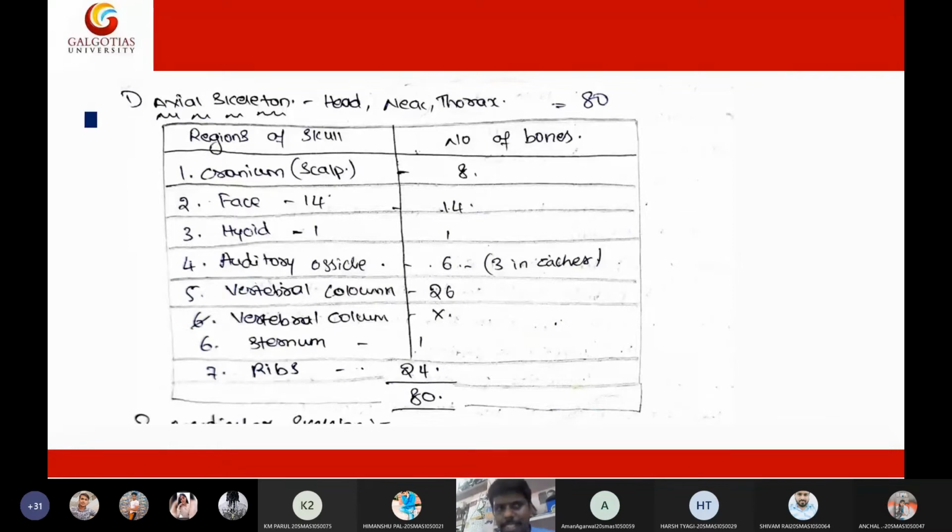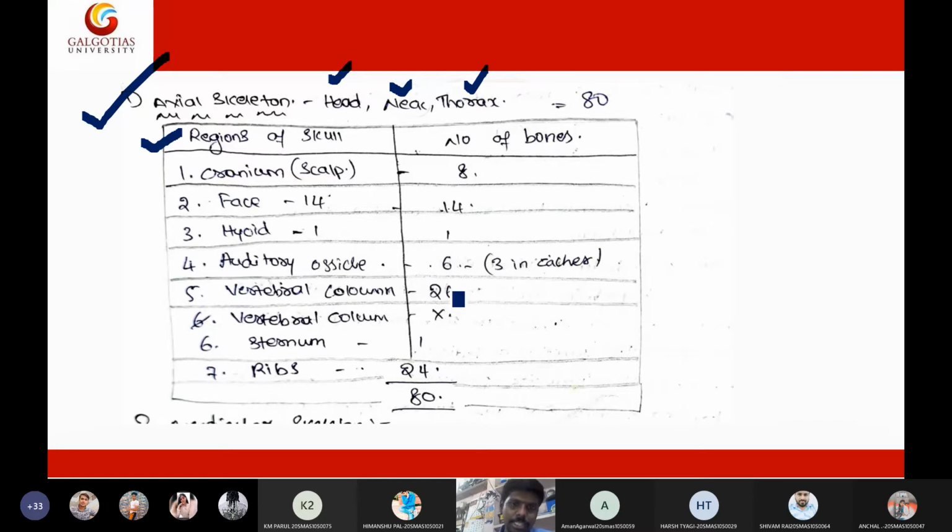Coming to the axial skeleton, it is composed of head, neck, and thorax. First we are discussing the regions of the skull. The skull has a cranium, composed of 8 bones. Then the face has 14 bones. Then the hyoid bone and the auditory ossicles, 3 in each ear, so totally 6. Then you have the vertebral column.